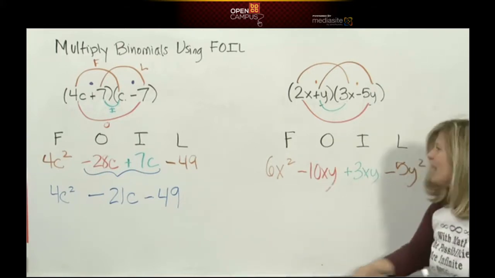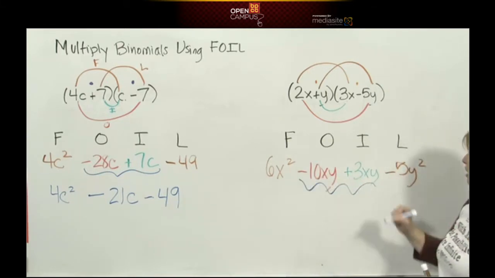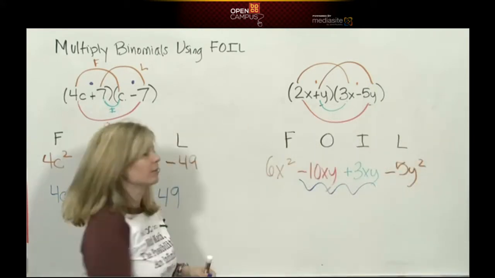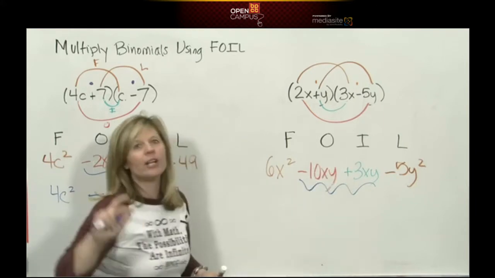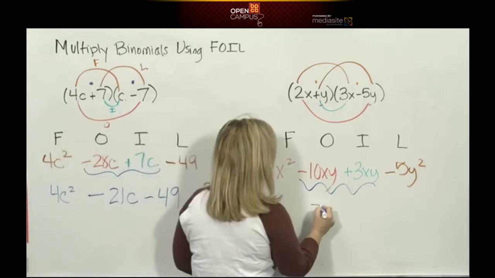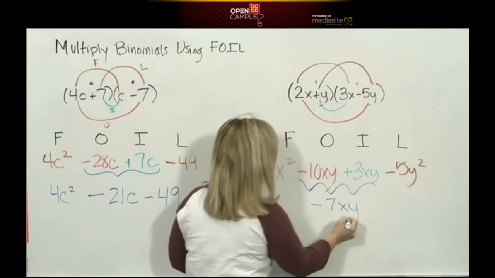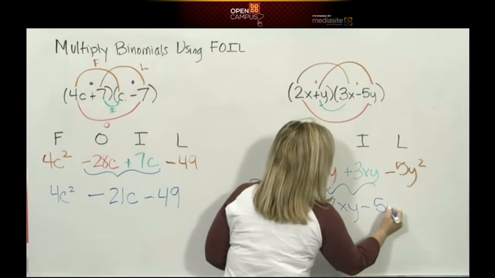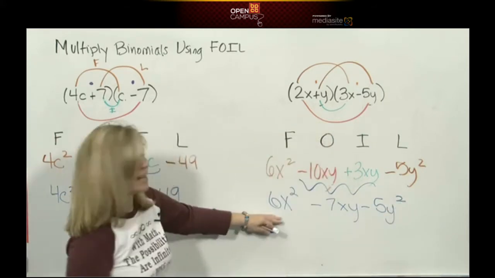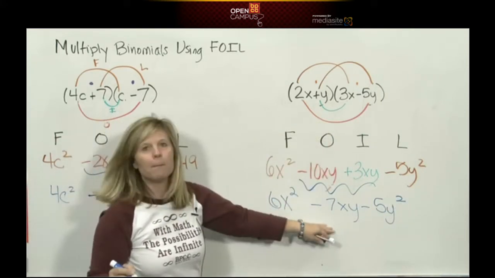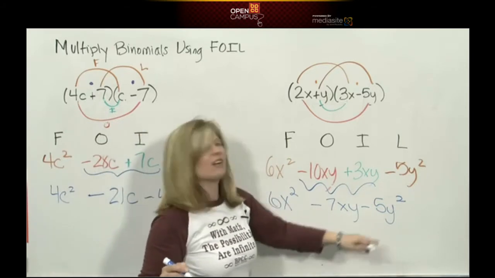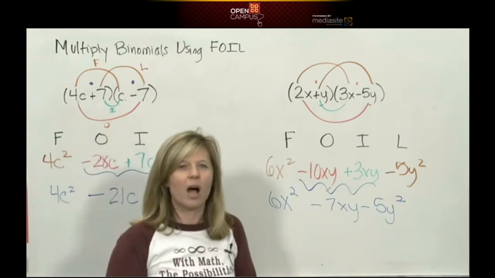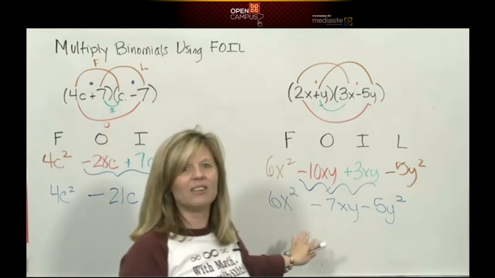What do you notice again about the outers and the inners? They're alike. They both have an xy. So we'll put them together. A negative 10 and a positive 3 are different signs, so we'll subtract, and we will get negative 7xy in the middle. We'll bring down our 6x squared and our negative 5y squared. So that trinomial is 6x squared minus 7xy minus 5y squared. In this trinomial, because we have two variables, an x and a y, order doesn't matter. We're going to leave it in this order.